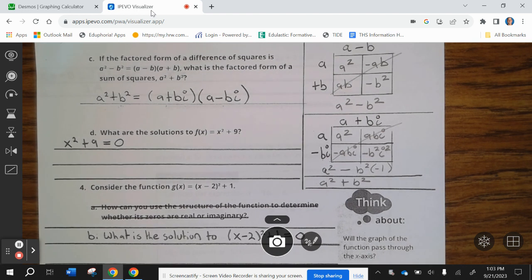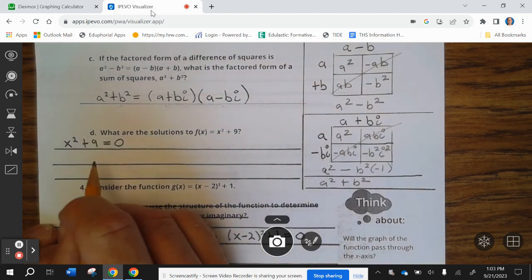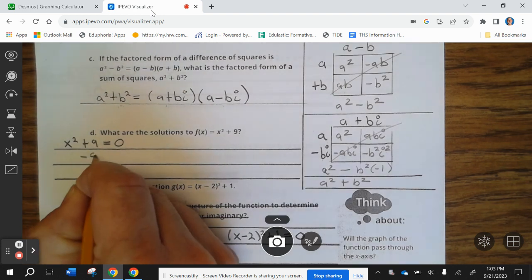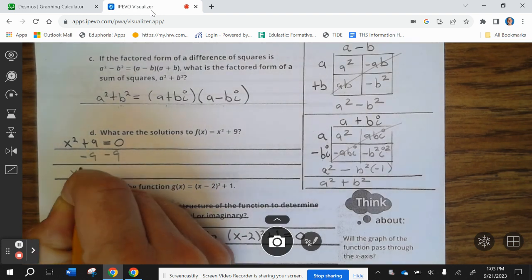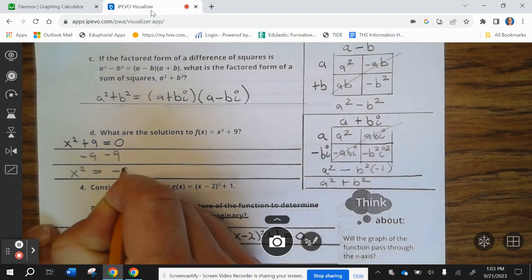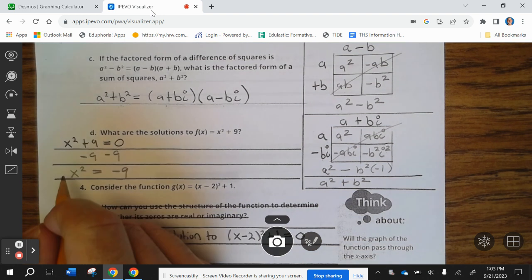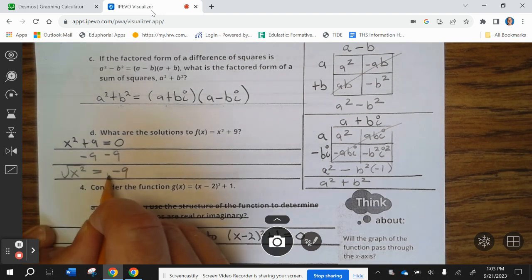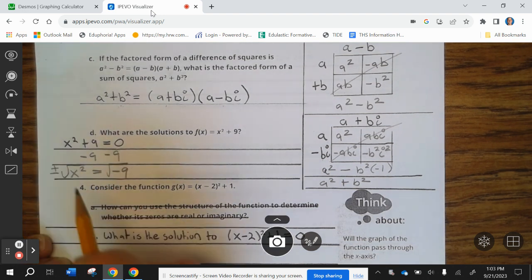All right, let's take a look at D. What are the solutions to f of x equals x squared plus 9? So let's solve this. We subtract 9 from both sides. You get x squared equals negative 9. Take the square root of both sides. Remember, square root is plus or minus.